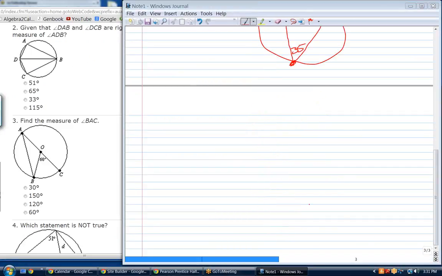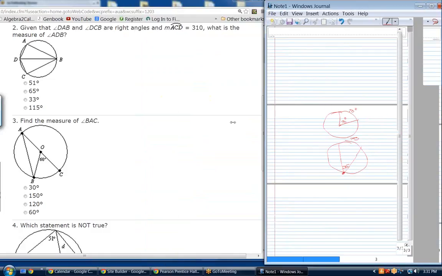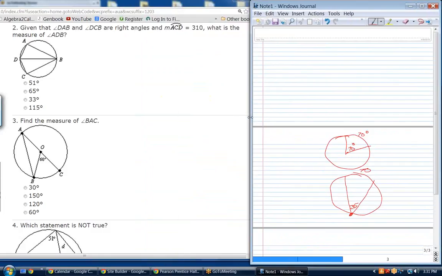Let me make this a little smaller here. Given that DAB is a right angle and the measurement of ACD is 310, what is the measurement of ADB? Okay, let me draw that triangle, ADB.